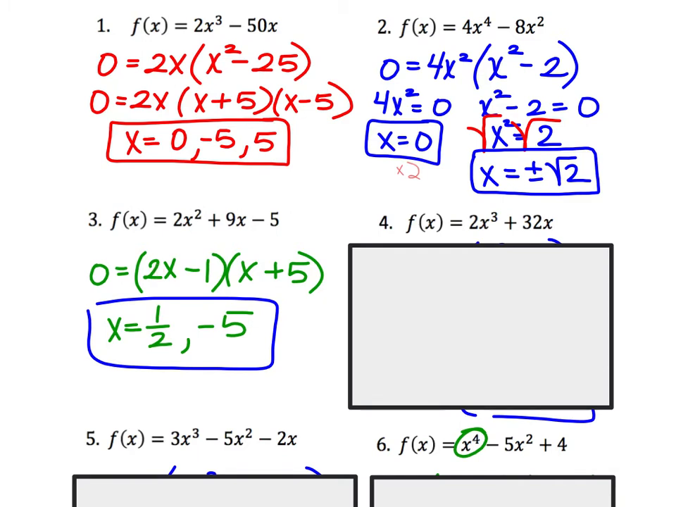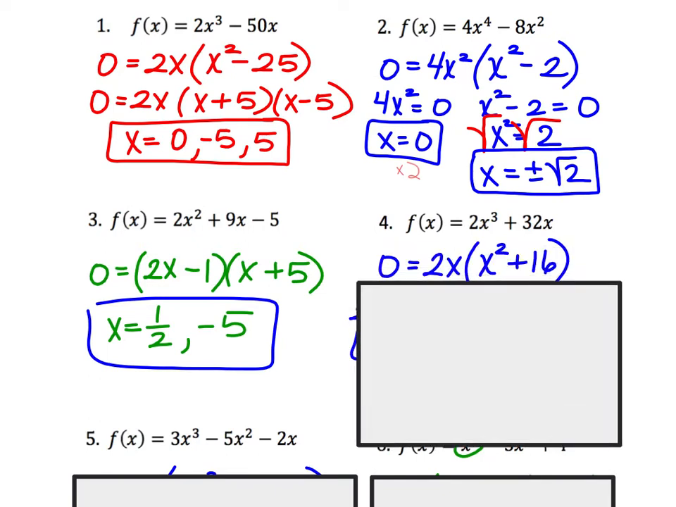Number 4. We've got a GCF here of 2x, so let's pull that out. I've got x squared plus 16. Some of you might be interested in using difference of squares here and saying x plus 4, x minus 4, but do not, because this isn't a difference. Difference of squares has to have subtraction. This does not have subtraction. It's got addition. Difference of squares is out the window.